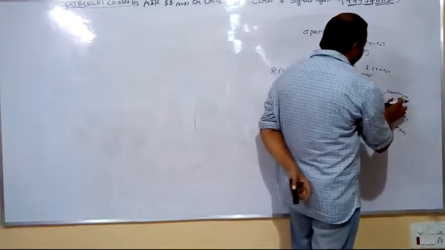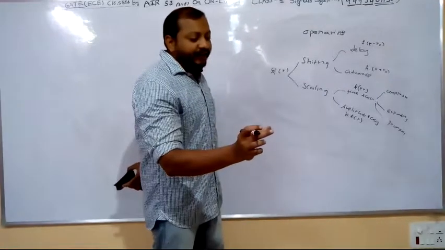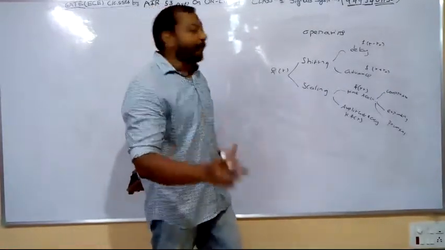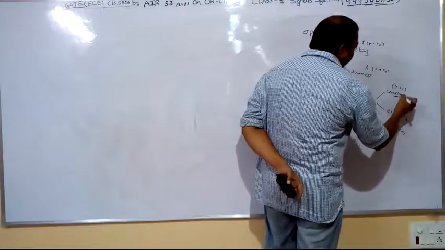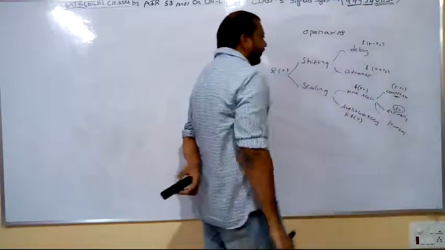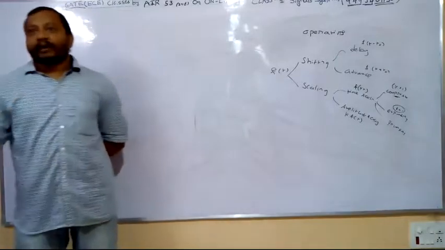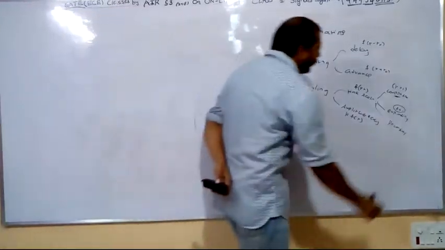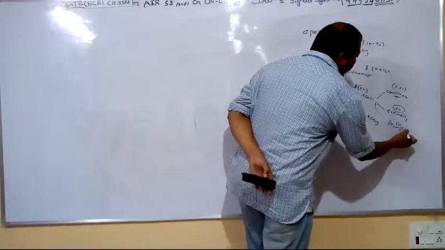Now compression or expansion depends on the value of k. If k is greater than 1, the corresponding signal is compressed. If k is less than 1, f of kt, the corresponding signal expands. If k is equal to minus 1, the corresponding signal is called the reversal signal.